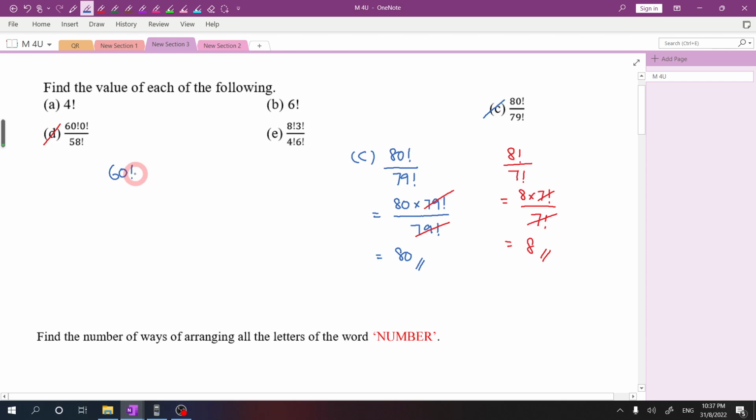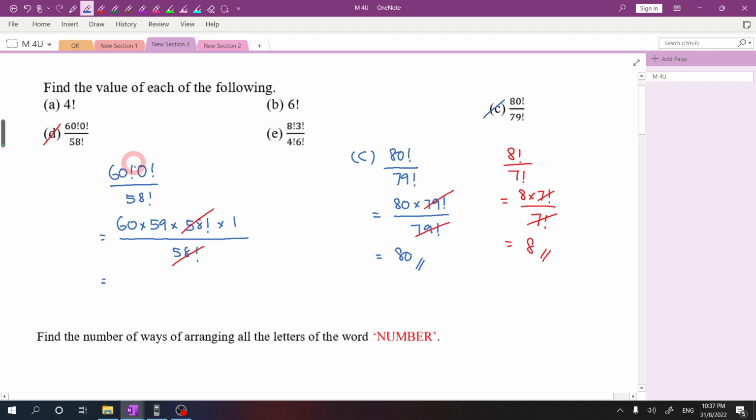60 factorial times 0 factorial divided by 58 factorial. So you can pause the video, try on your own first, see whether you can get the answer. I want to change this to something times 58 factorial so that I can simplify them. 60 factorial I can change as 60 times 59 times 58 factorial, right? 0 factorial is actually equal to 1. Copy the 58 factorial. Okay, now we can simplify this too.